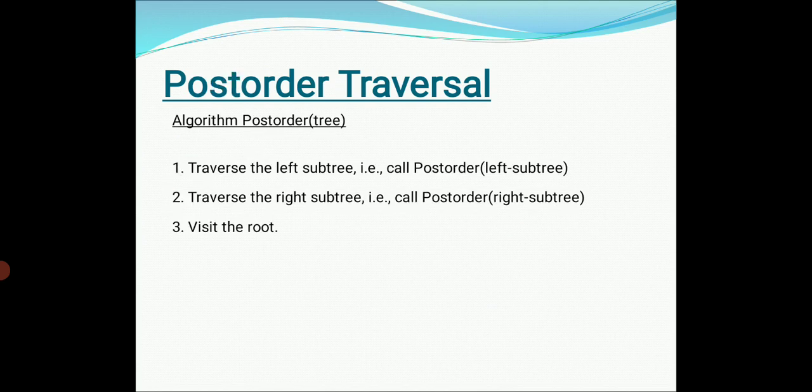The next is post-order traversal. Post-order traversal is left, right and root node. Here is the algorithm. The first step is traversing the left subtree, that means call post-order on the left subtree. The second is to traverse the right subtree, that means call post-order on the right subtree. Then the third is visiting the root node. This is the algorithm for the post-order traversal technique.